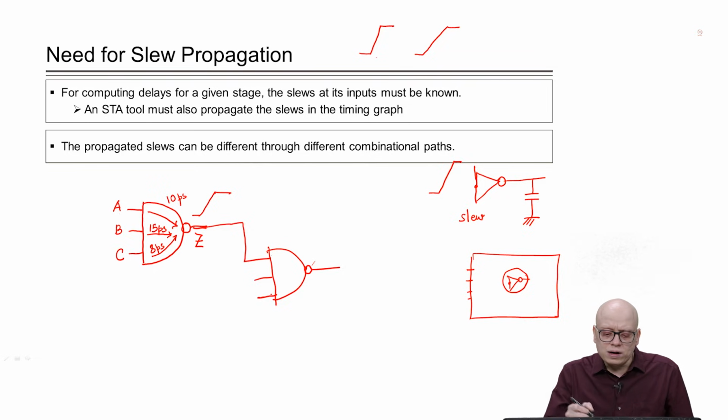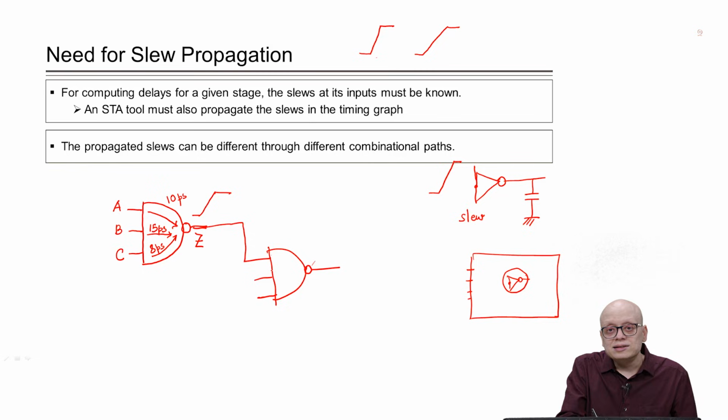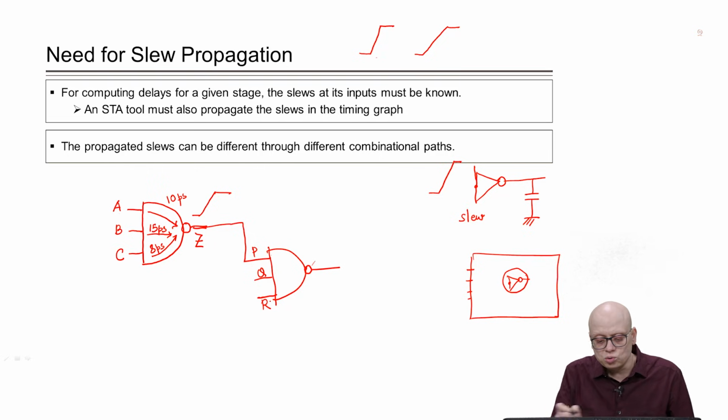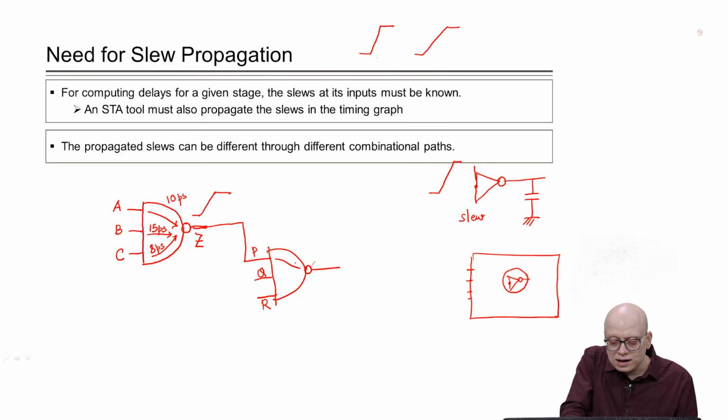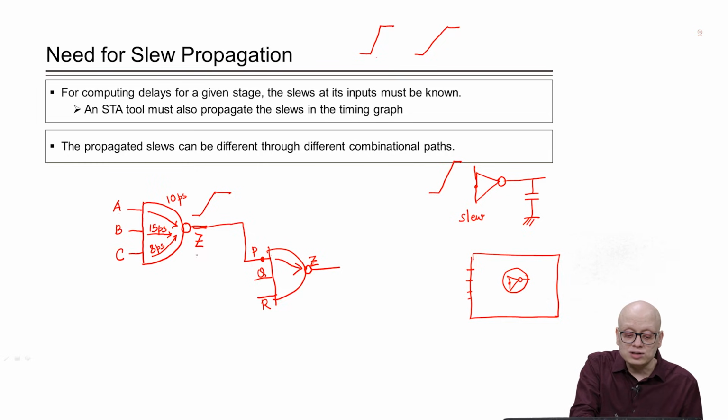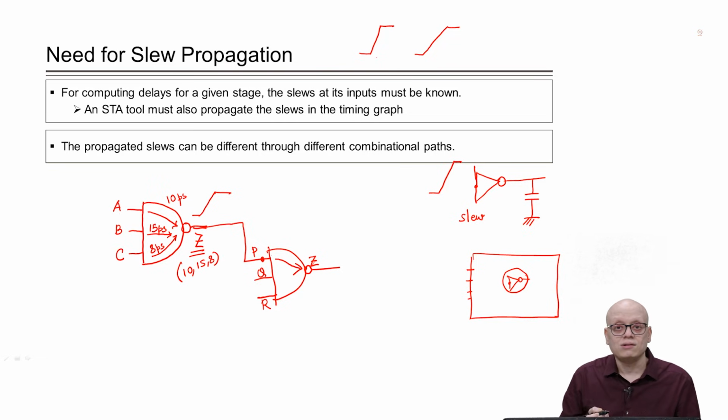So, now to compute the delay of the subsequent stage, in this case another NAND gate. Let us call P, Q and R the pins for this NAND gate. To compute the delay of the arc P to Z, again the input slew must be known, right. Now, what should the input slew be for this case, because there are 3 output slews associated with the pin Z, that is 10, 15 and 8 in our case.